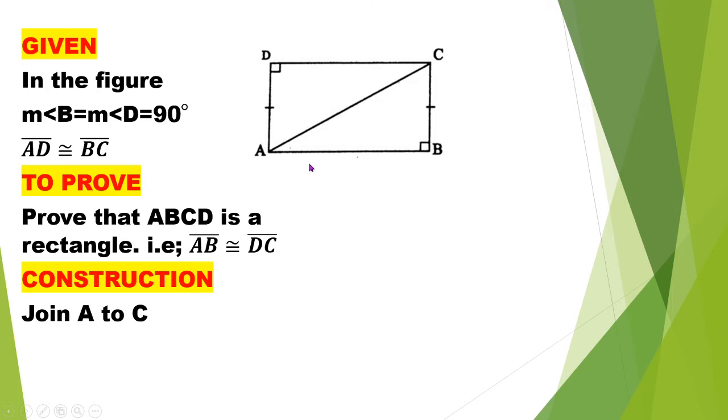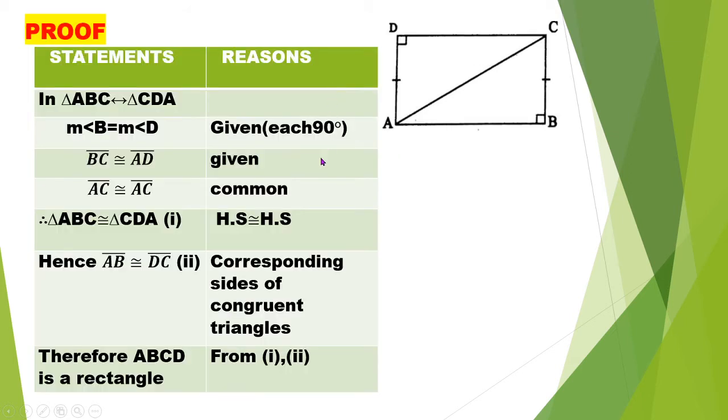So during construction, what we have done is we have joined point A with C, and in this case we have got these two triangles. In the proof, we have to make two columns, one for statements and the other for reasons. Here you can see that we have two triangles, triangle ABC corresponding with triangle CDA. In these two triangles we are going to take the correspondence.